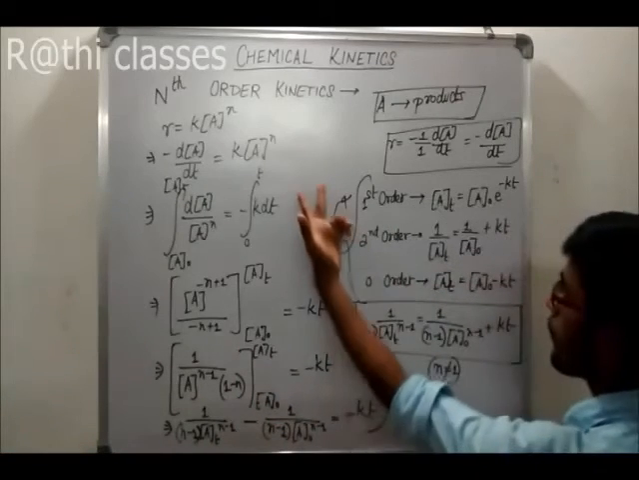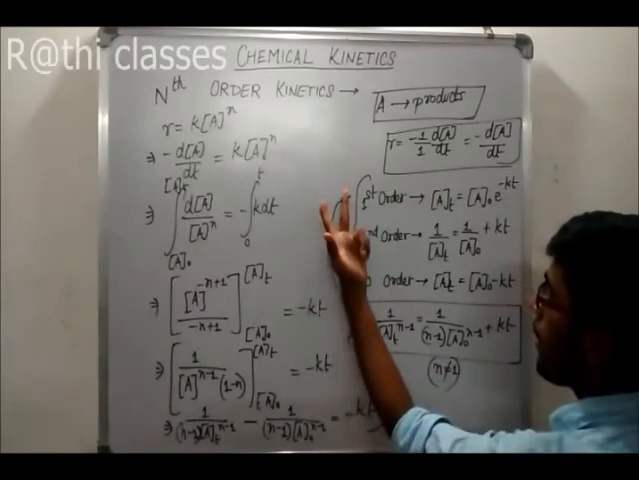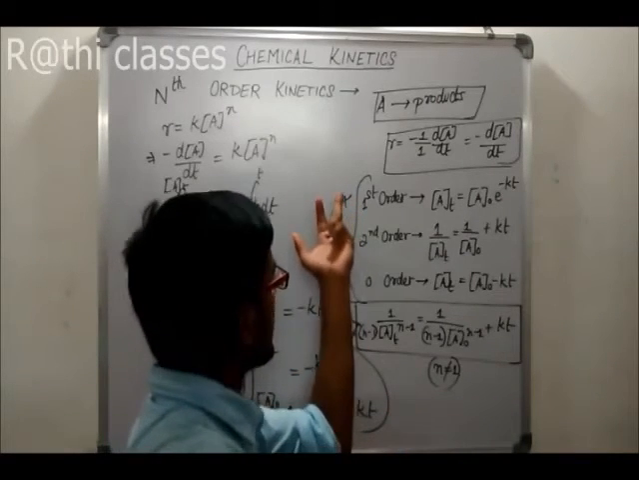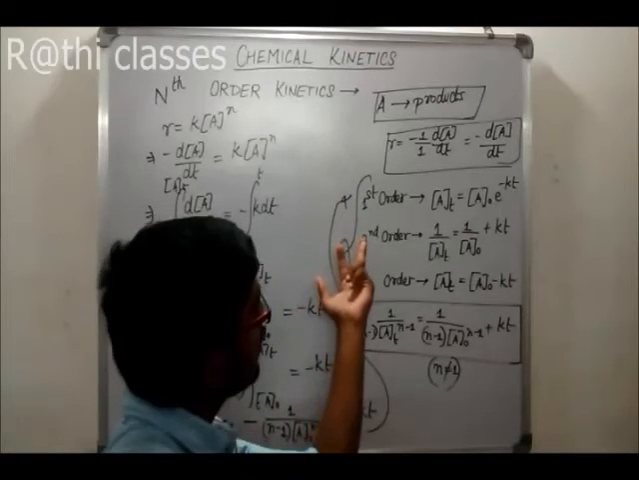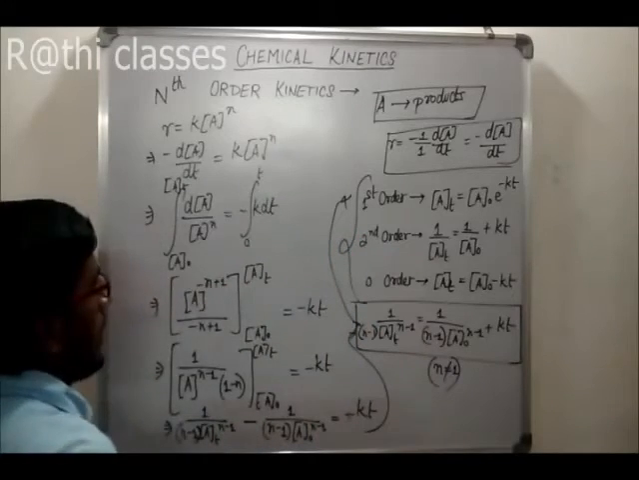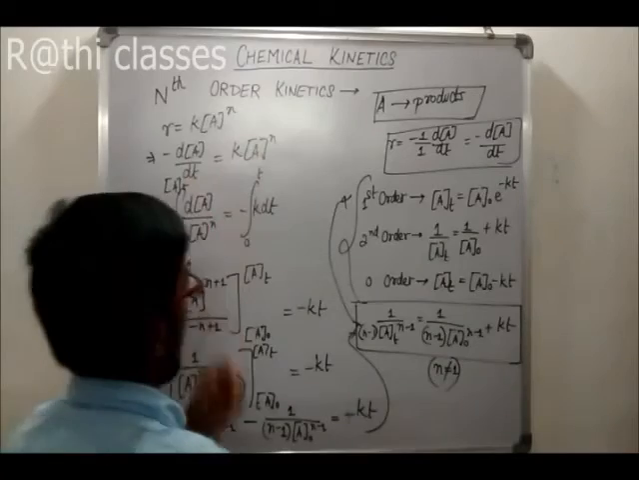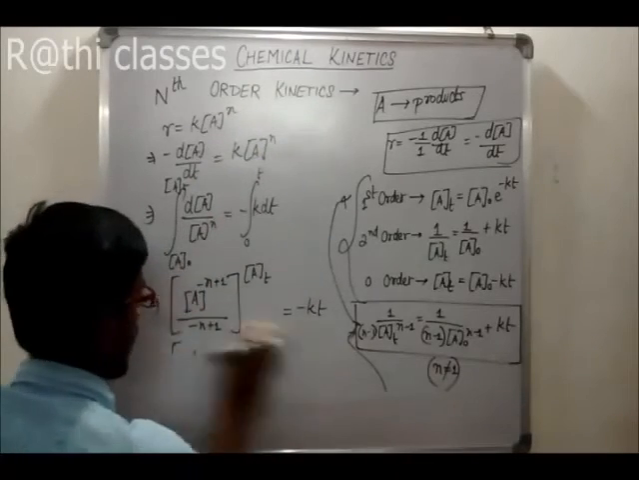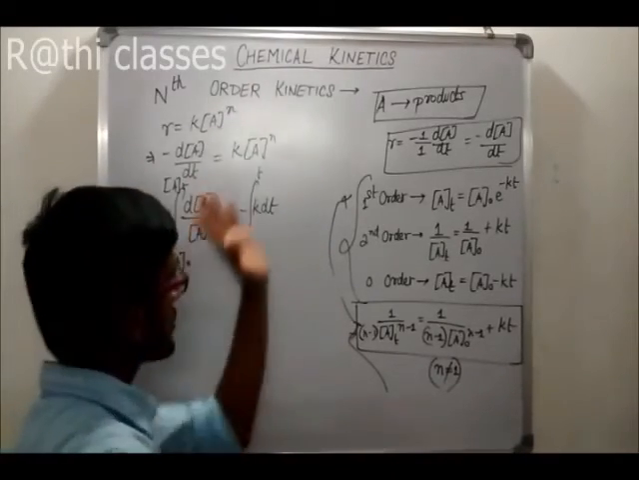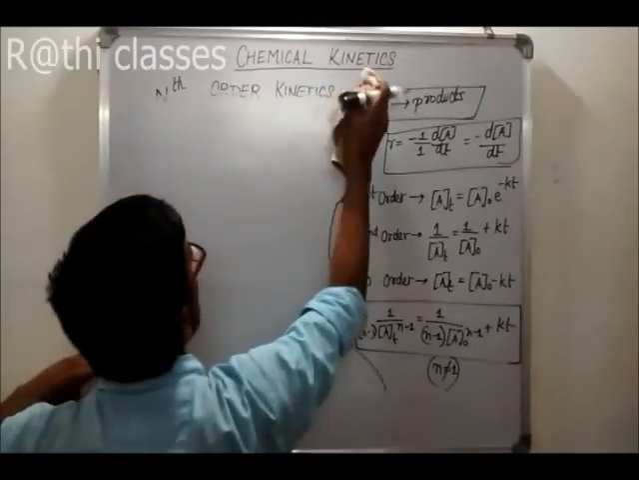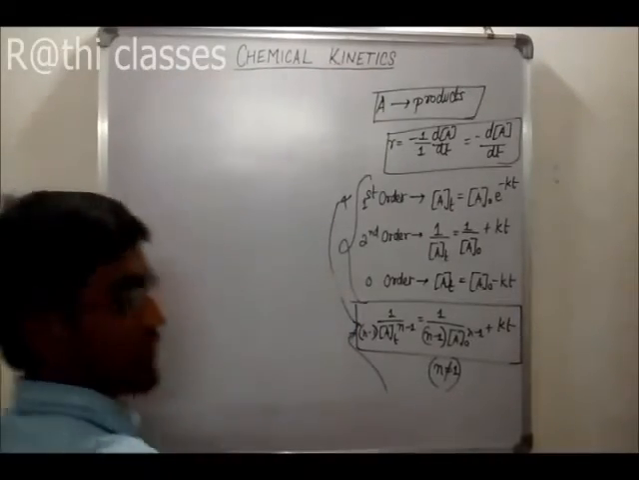This is for first order, second order, zero order. The maximum priority for appearing questions in exam will be of first order, next the zero order, and then the second order sometimes, right? Now, our first wish was to derive the relation between concentration and time. Now our second wish is to derive the results for the half-life period.